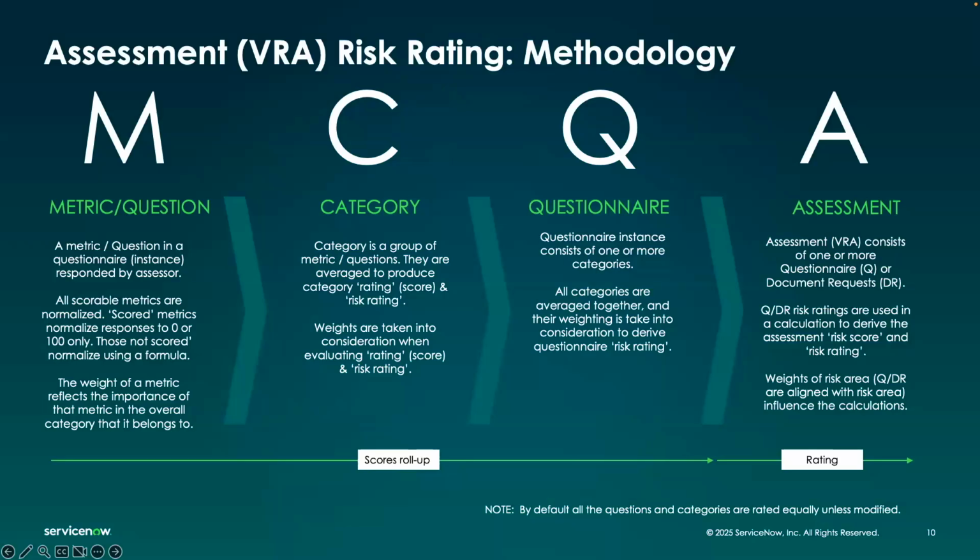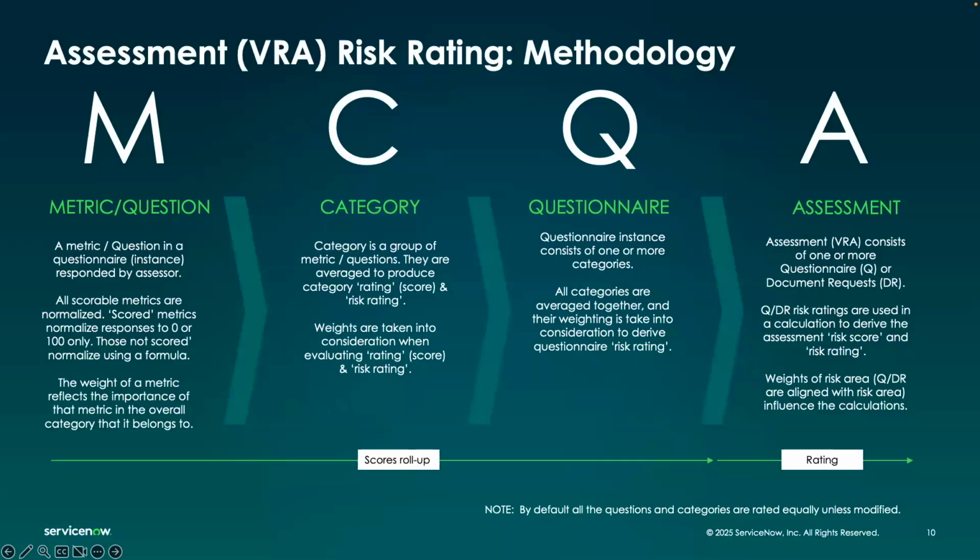of the assessment. Each category produces two values. One, a rating, score, or simply a raw number. Two, a risk rating like medium, high, or low based on that score. Again, weights play a key role in ensuring that higher priority categories have more influence on the overall result.